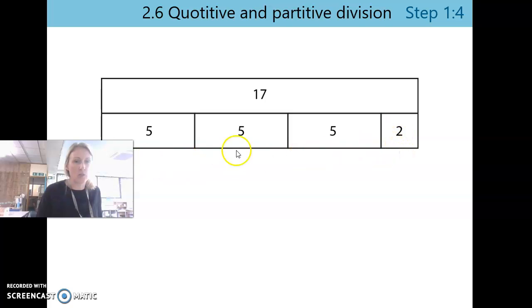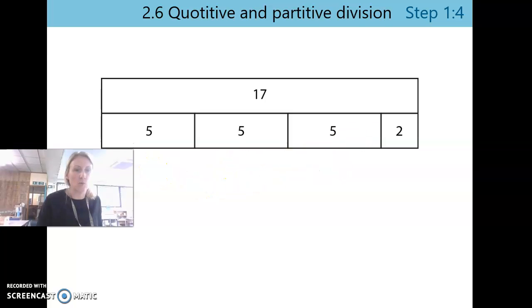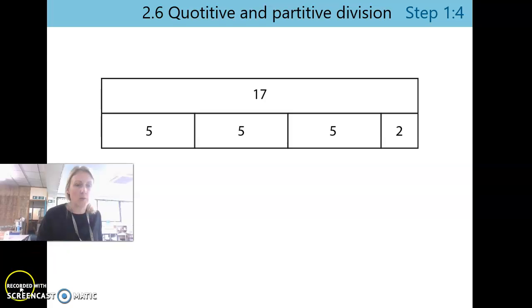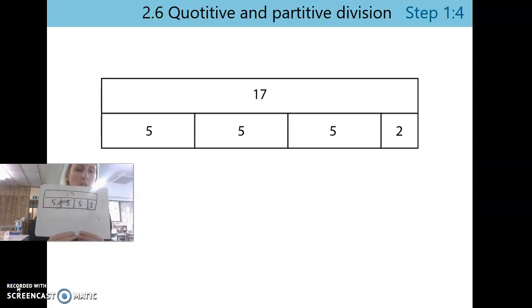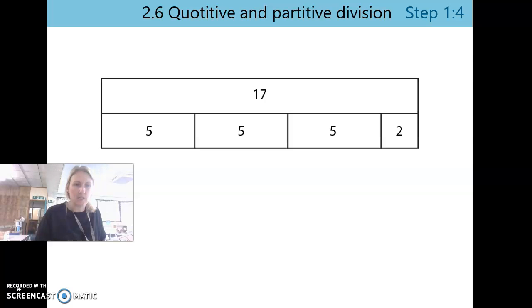Okay, so make sure when you're drawing your bar model that you try to do it neatly. If you've got a ruler, I suggest you use a ruler, okay? Okay, so have a go at doing that now. So I've got my bar model here that I've done. I am now going to write this as a multiplication sentence, and I'm going to challenge myself and write it as an addition sentence.